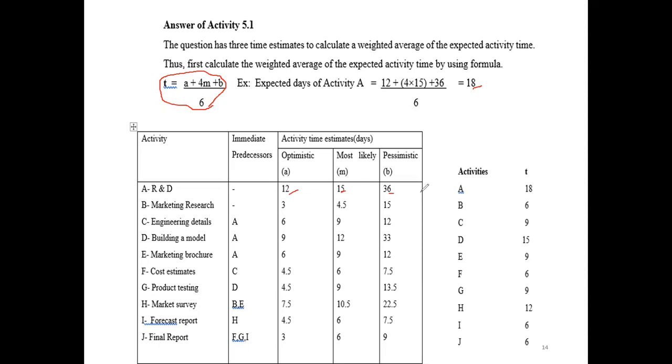Otherwise, in your handout you can directly put it beside this table. For the other activities, write down the formula here, calculate, and get the T, the expected time estimate. This is important to prepare the network diagram. One is done for you. Please calculate the others.